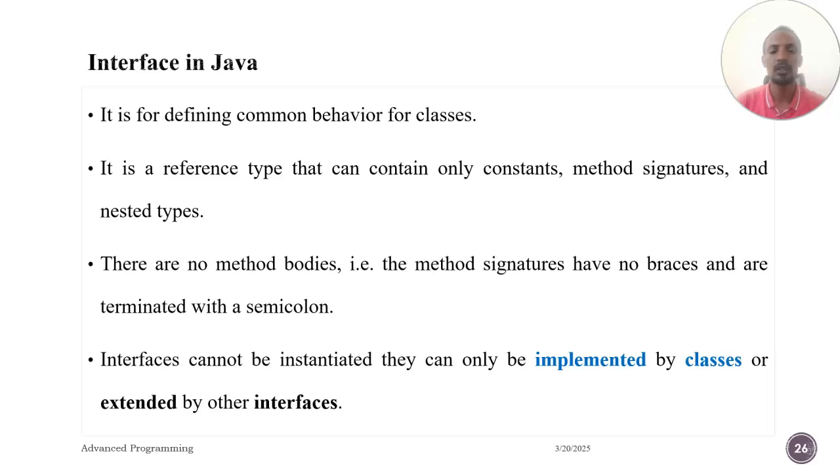Interfaces cannot be instantiated. They can only be implemented by classes or extended by other interfaces. This makes multiple inheritance possible in Java.